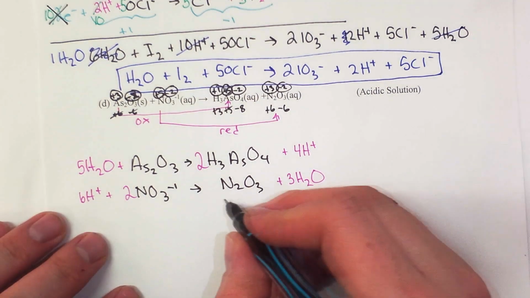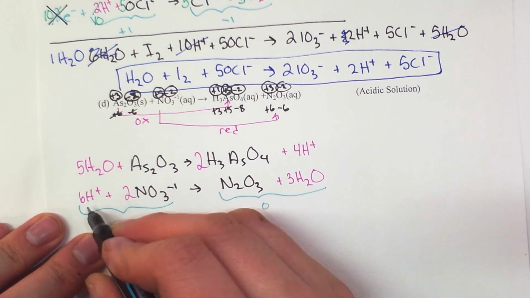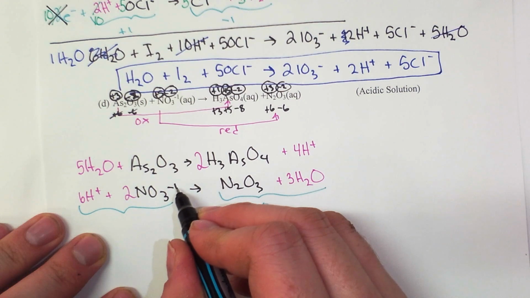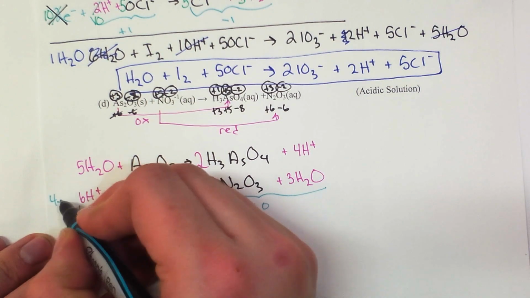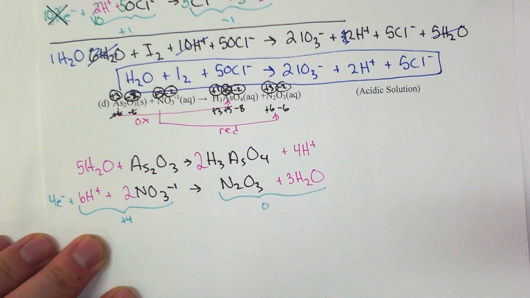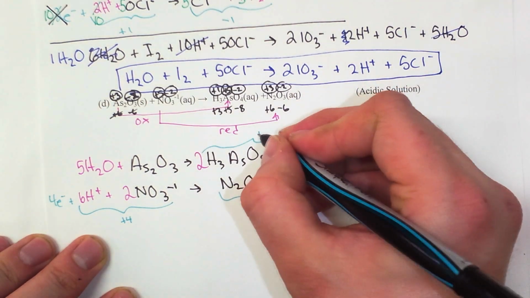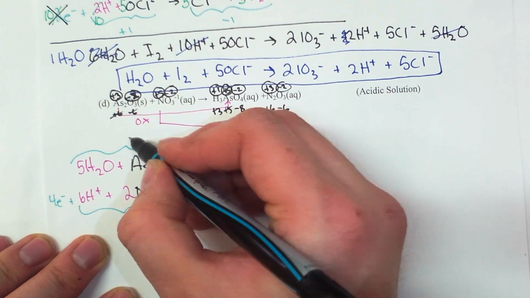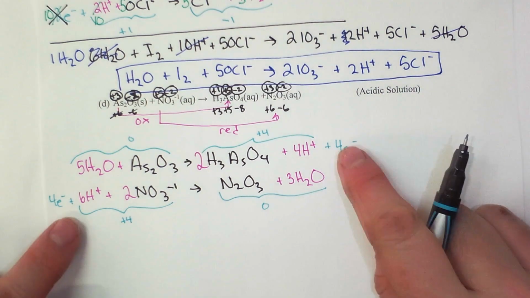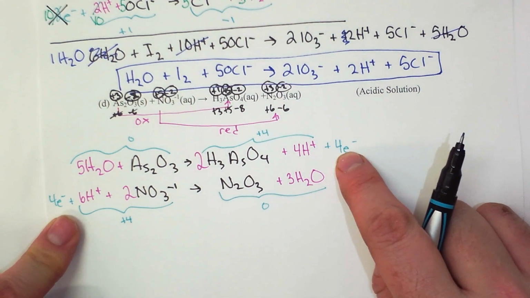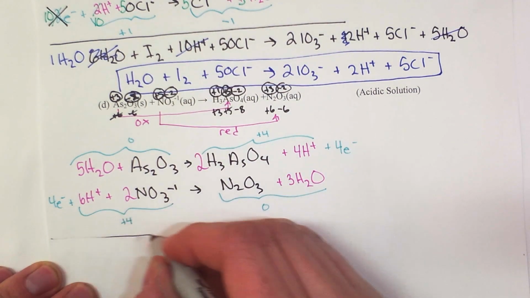So now we charge balance. 0 and 0 is 0. That one's easy. Plus 6 minus 2 is plus 4. So I'll add 4 electrons to equal them out. Up here I have plus 4 and 0. So plus 4. And here I have 0. So I'll add 4 electrons. And that's always nice when the number of electrons is the same on both of them, because it saves us that step. So we can just add these up and then do our canceling.